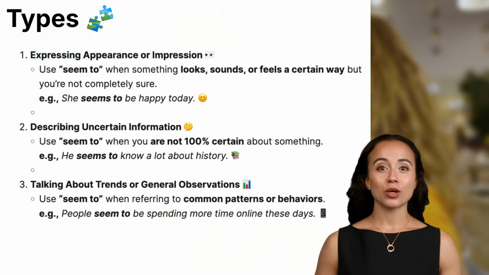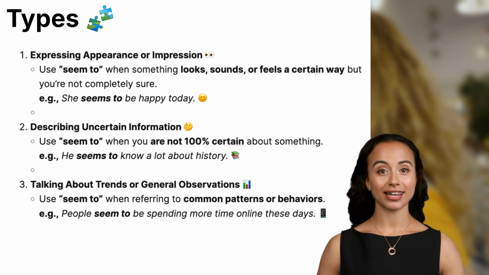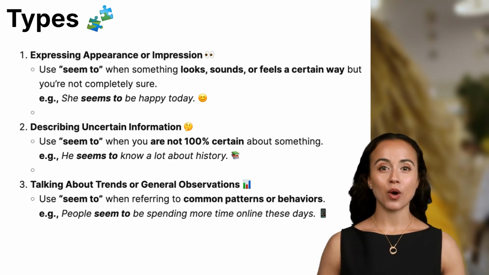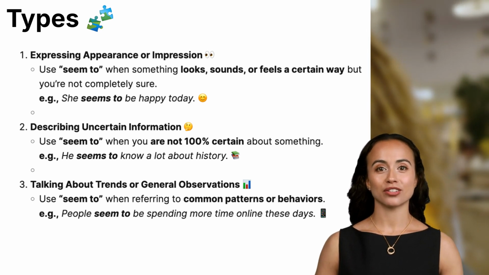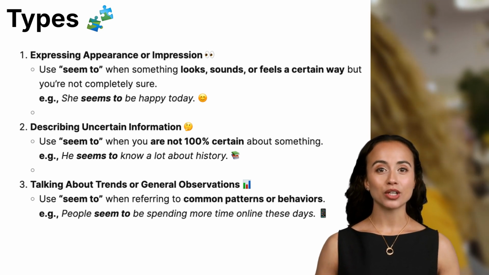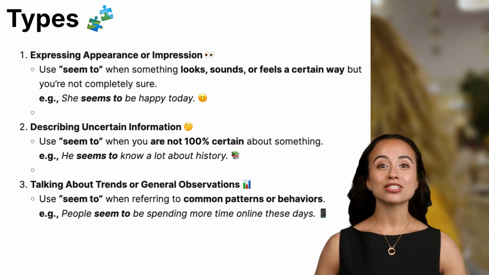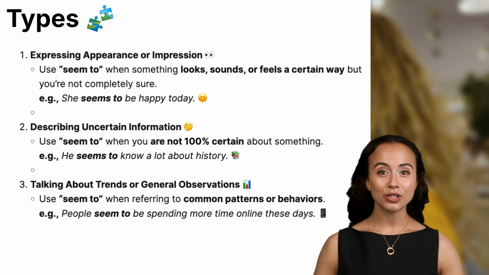In this section, we'll go over the 5 key ways to use "seem to" with clear explanations and examples. Let's dive in. 1. Expressing appearance or impression. Use "seem to" when something looks, sounds, or feels a certain way, but you aren't completely sure. Example: She seems to be happy today.